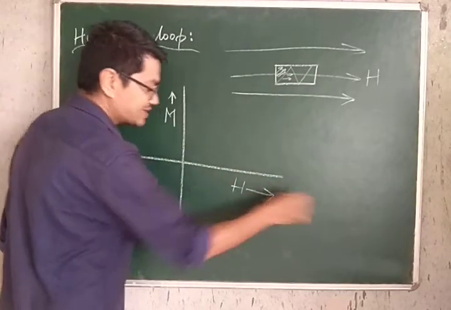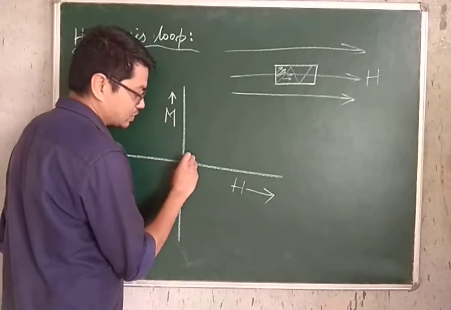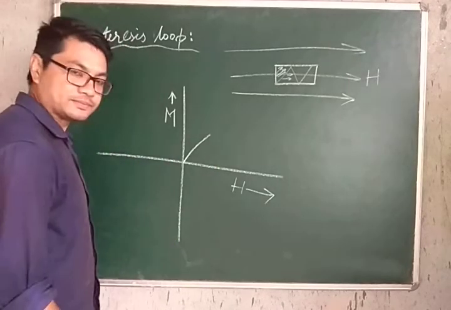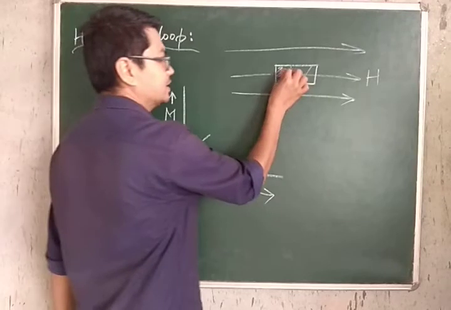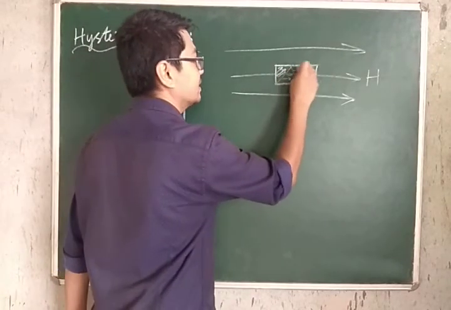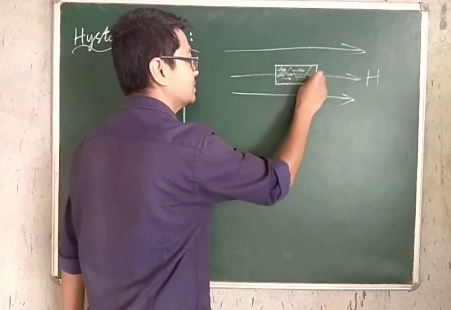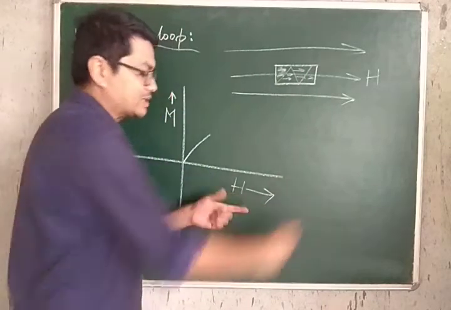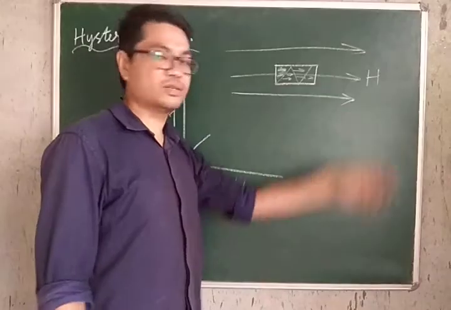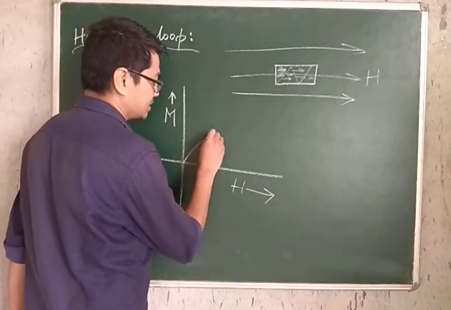So we go on increasing the external magnetizing field. What happens is the intensity of magnetization also goes on increasing. So to say, the dipoles in definite domains start getting aligned in the same direction. As we go on increasing the value of capital H, more and more dipoles get aligned in the direction of the magnetic field. So intensity of magnetization starts to increase.